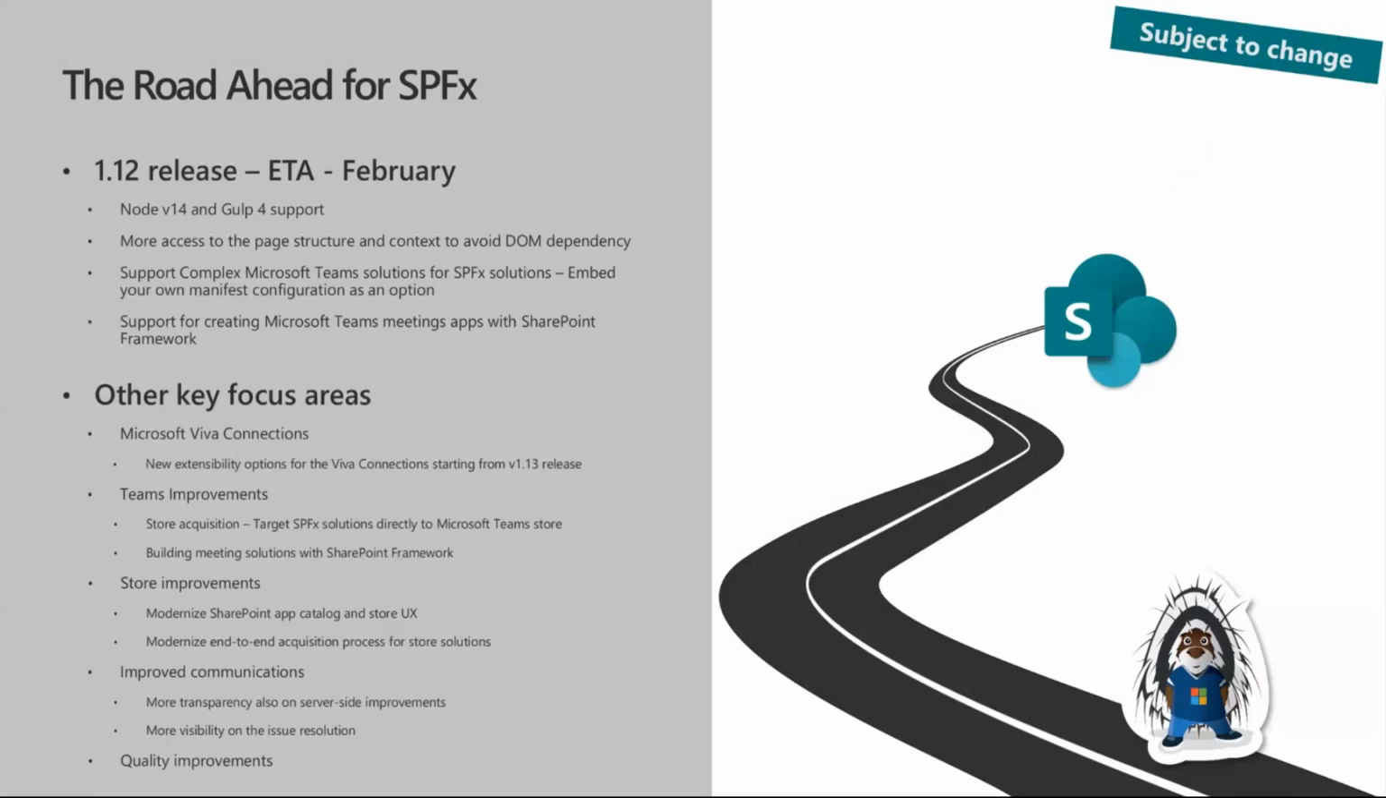We'll have more access to the page structure and the context, to our DOM dependencies. So, a width property for the web part, as an example, and whenever the width of the web part is changing, you will get events, so you're able to adjust the web part based on those.